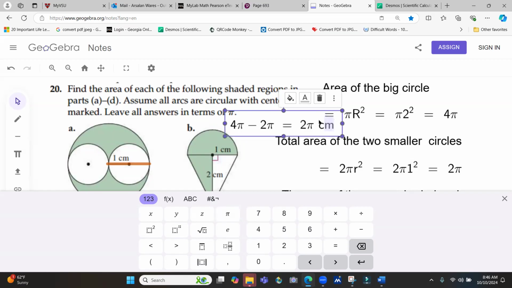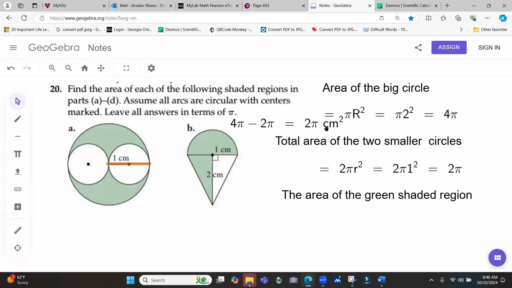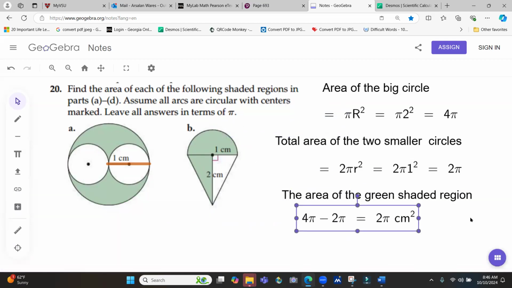You can write SQ, cm. That's fine. But I'm just going to be fancy. I'm going to write centimeters squared. So that's your answer.